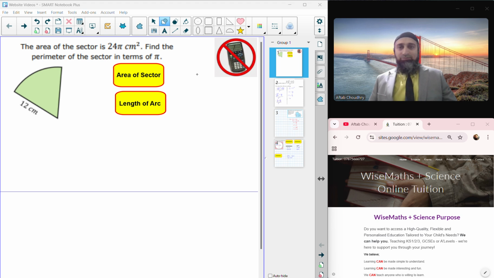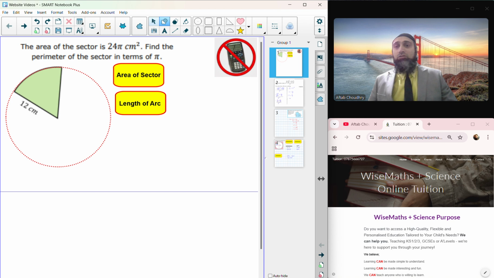Hello and welcome. We've been told that the area of a sector is 24 pi centimeters squared. Now, let's have a look at some of the key terminology. What you should recognize is that this green part is a sector, which is part of a circle. If this is the center point and this is the circle, the radius, from the circumference to the center, will be 12 centimeters.